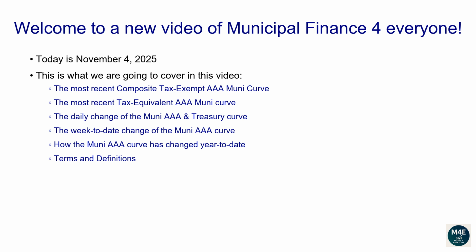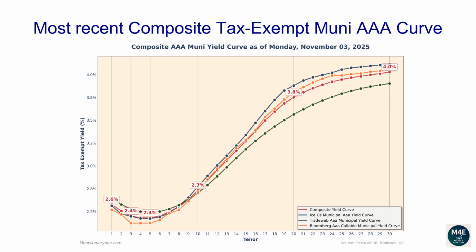Terms and definitions. Let's go over the most recent composite tax-exempt Muni AAA curve. The following composite tax-exempt yield curve is based off the most recent ICE, TradeWeb, Bloomberg yield curves that are available on the MSRB website, plus some proprietary extra adjustments, as of November 3, 2025.